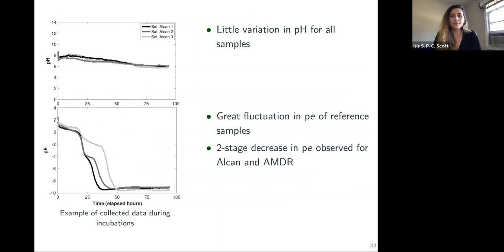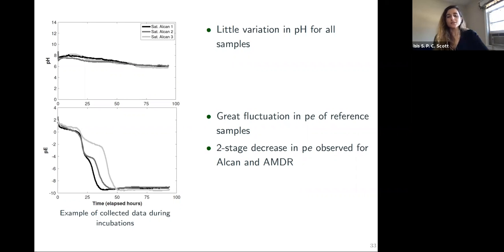So in the top graph here, I'm showing you the pH data across all the elapsed hours for 3 different experiments of phosphorus treated alkane. And in the bottom graph, I'm showing you PE of the same samples. So overall, for all samples, we saw very little variation in pH. So pH actually just stays in the circumneutral zone that you see in here. But as expected, we saw a great decline in PE.